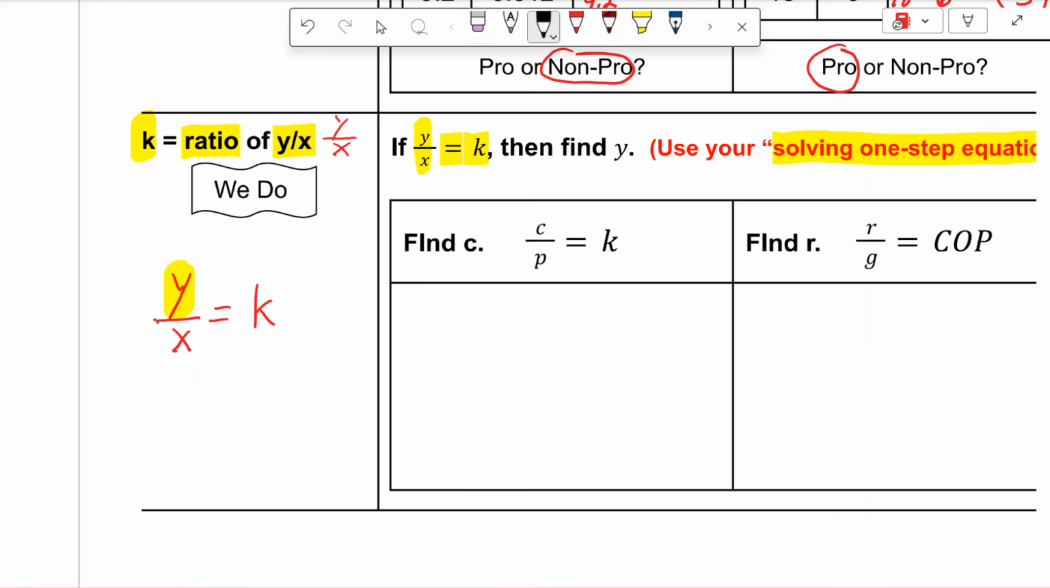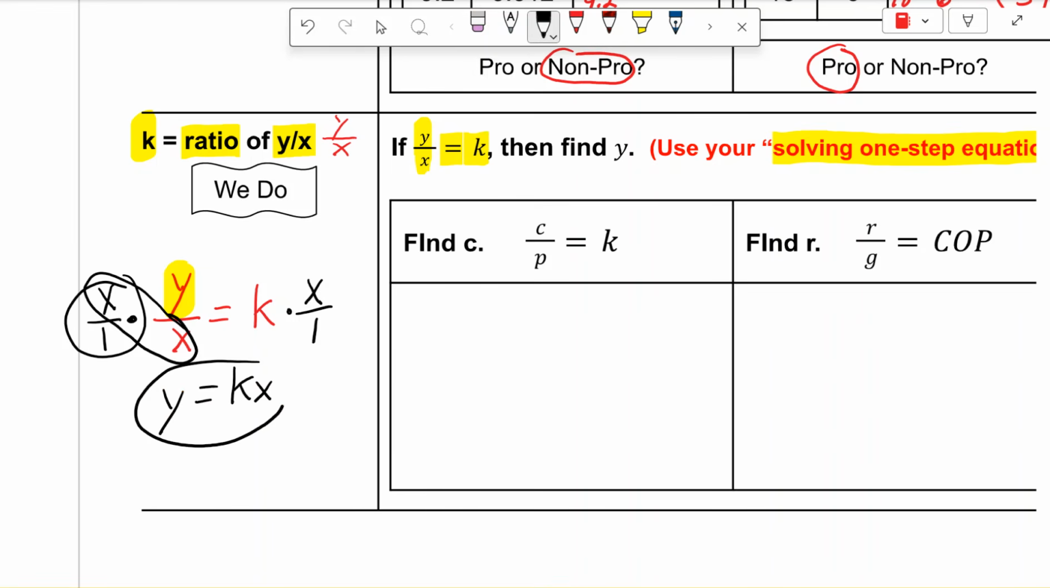Y is being divided by x, so we're going to multiply by x on both sides. Do it to here, then you do it to here. That's the property of equality. Look at this. That is a 1. X divided by x is 1. And y divided by 1 is just y left alone by itself. And what's k times x? It is kx. And that's what we're getting at right here.